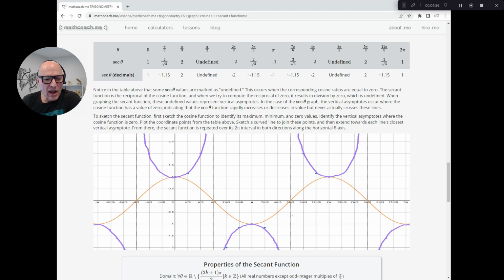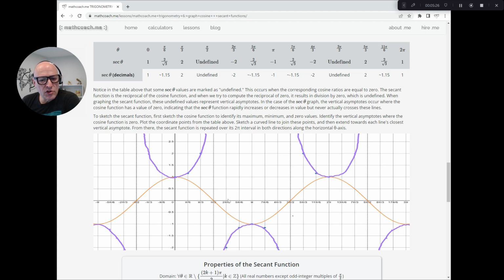Draw in all of your asymptotes. So wherever your cosine function goes to 0, you can sketch in an asymptote. Just a light line indicating that your secant function is going to approach that line, but it's never going to quite get there. And it's undefined right at that point. So it never crosses that line. And it continues on this side. So you draw in your asymptotes.